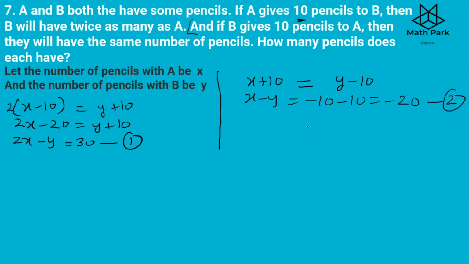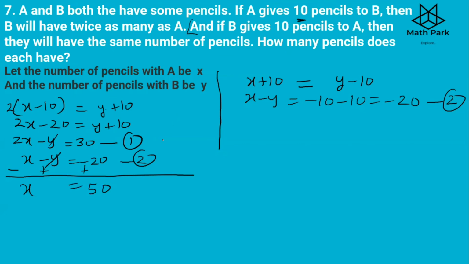Now let us solve these equations. We have 2X minus Y is equal to 30, and the coefficient of Y is the same. I'll just write the second equation below: X minus Y is equal to minus 20. This is our equation number 2. Let us subtract this equation because the Y has the same sign, so we will be changing the signs here. Minus becomes plus. So Y minus Y is 0, 2X minus X is X, and 30 plus 20, we get 50. So we already got A's pencils to be 50.